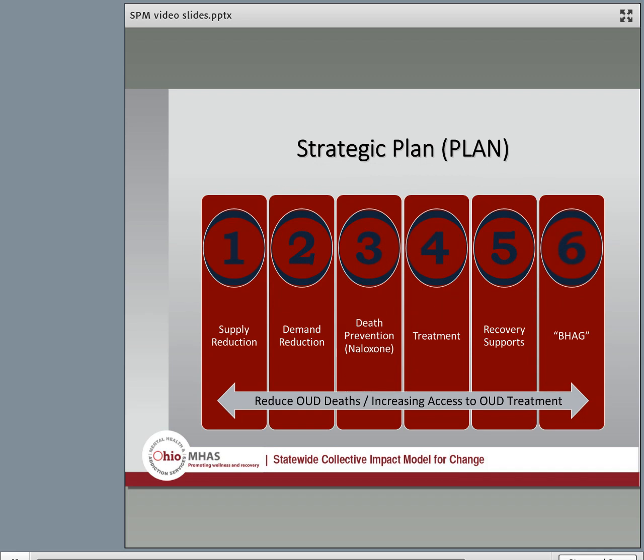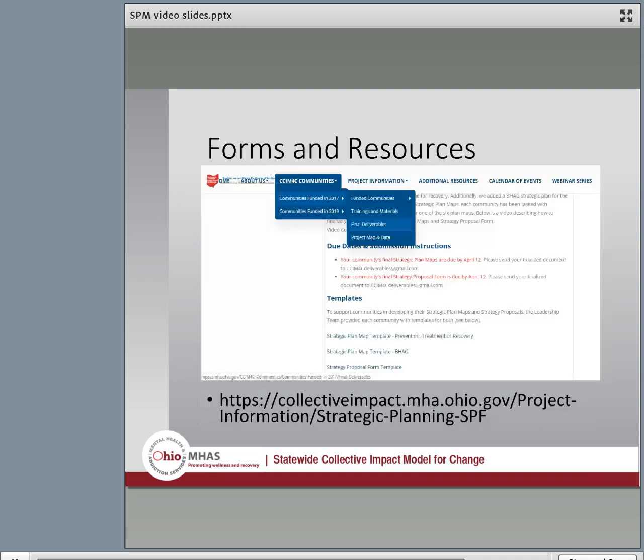I'm Dr. April Schweinhart of Ohio's Collective Impact Training Technical Assistance and Evaluation Team. As you recall, we have 6 strategic plans to address supply reduction, demand reduction, death prevention, treatment, recovery supports, and our big, hairy, audacious goal, or BHAG. All 6 of these plans are aimed at reducing OUD deaths and increasing access to OUD treatment in your community.